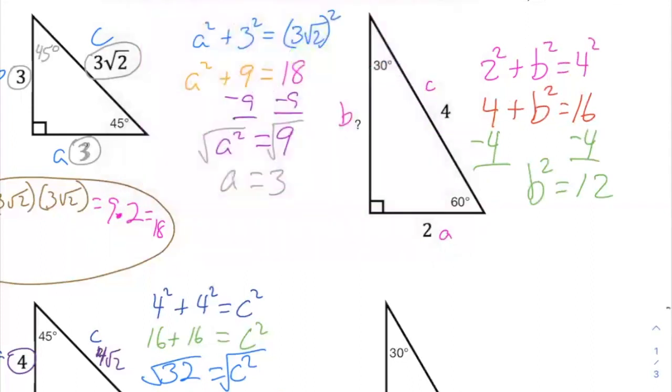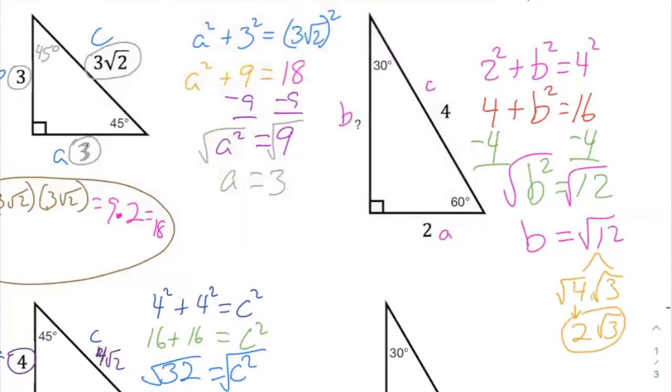We don't want B squared. We want B. So we have to square root both sides. And we got the square root of 12. Well, is that simplified radical form? No, because 12 is 4 times 3. 4 is a perfect square. So square root of 4 times square root of 3 is the square root of 12. Root 4 is 2. Root 3 is root 3. So that is what my B side question mark is going to be over here. Kind of interesting. All right, let me divide these guys up just a bit here.